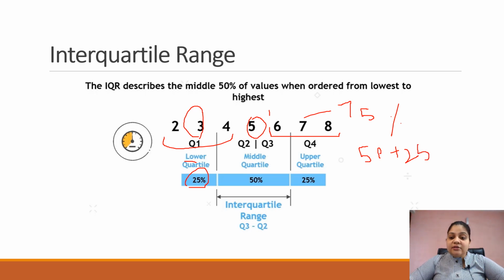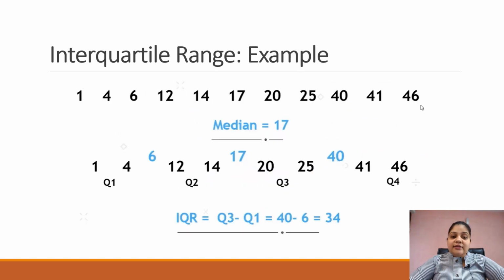So let's understand this with the help of an example. Let's say I have this number range: 1, 4, 6, 12, 14, 17, 20, 25, 40, 41 and 46. This has been sorted in ascending order. Now, if I have to find the median of this data, I will calculate it. I have the first 5 numbers, then I leave out the middle value, and then I have again 5 numbers. So the median for this data is 17.